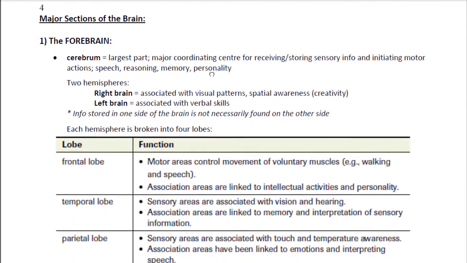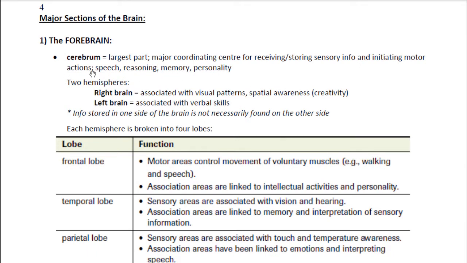Okay. Moving on. Major sections of the brain. Again, you've got that forebrain. That's the part in the front. The cerebrum is the biggest part that we were looking at in that other picture. That's the part that had the frontal lobe, the parietal lobe, occipital, all that kind of stuff. And again, it's split into 2 hemispheres, 2 halves.